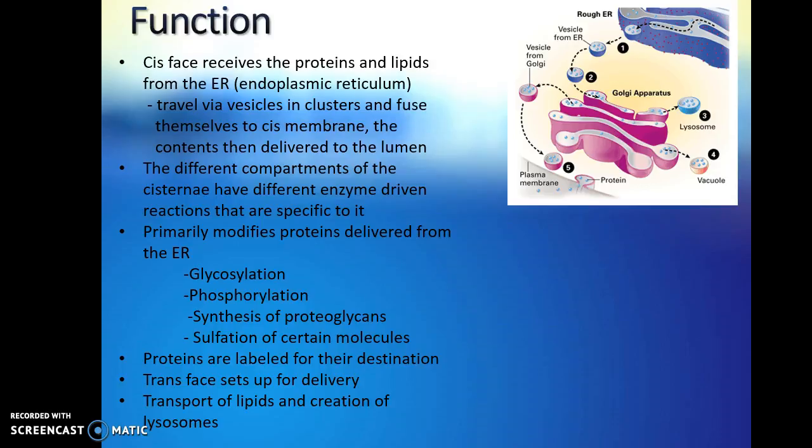Some of the modifications include glycosylation by the adding of carbohydrates to some of the proteins, and phosphorylation by the adding of phosphates to some of the proteins. It is also responsible for the synthesis of proteoglycans. With this, the Golgi apparatus takes a synthesized protein from the endoplasmic reticulum and attaches it to the glycosaminoglycan. It is the unbranched polysaccharide.